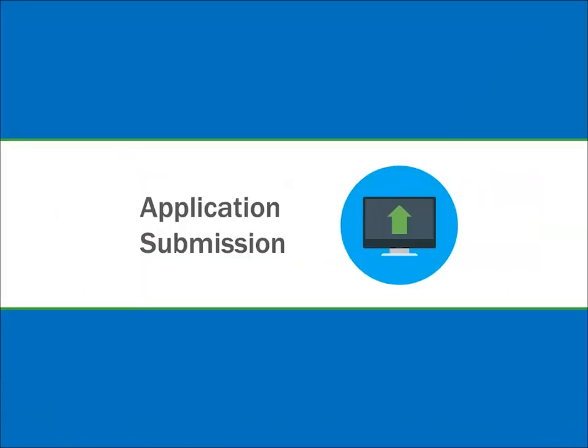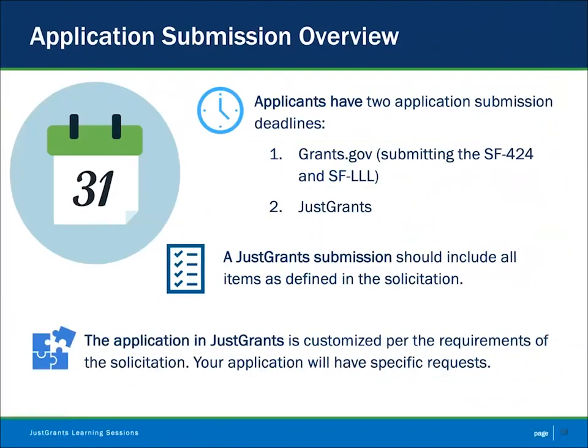So now let's talk about the application submission process. So here we are at the application submission. This part of the grants lifecycle involves completing and submitting web-based forms, as well as the attachments that are required from the published solicitation. The process of submitting an application in JustGrants begins in Grants.gov.